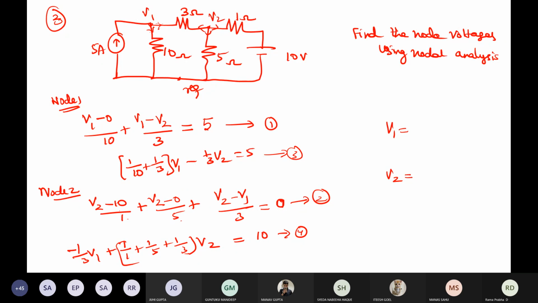Get me the answer, students. What is the value of V1 and V2? Ma'am, V1 is 19.87 and V2 is 10.84. Yeah, that is the right answer. So that is right only: 19 point something and 10.9 volt. This is the exact answer for V1 and V2.